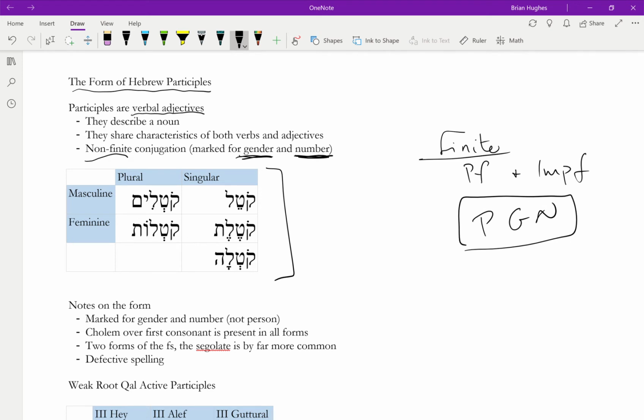When we parse them, we're going to need to put nothing in person, so it's not first, second, or third person. We don't know that. But we do know if it's masculine or feminine, and if it's singular or plural.